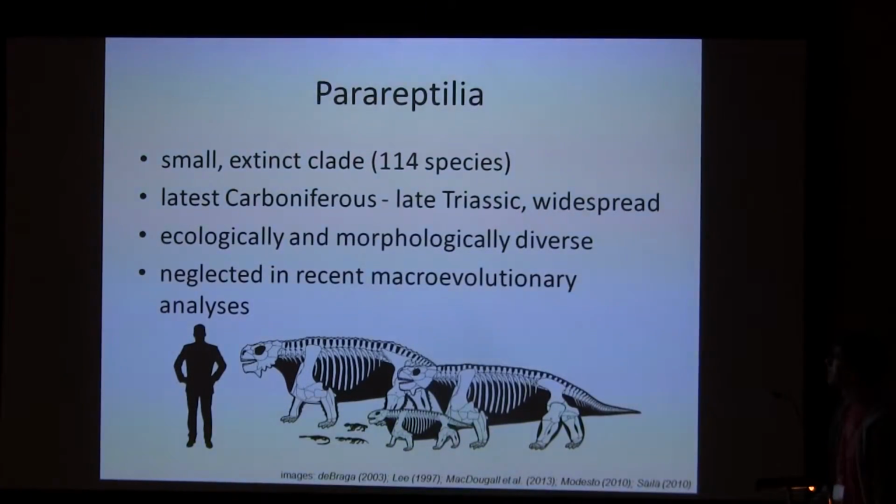Yeah, so what are parareptiles? They are small extinct clades of early amniotes. They lived from the latest Carboniferous up to the late Triassic, were globally widespread, quite diverse in terms of ecology and morphology, also quite diverse in terms of body size. You have these small critters with a snout vent length of less than 15 centimeters, and also these large, bulky herbivores, the pareiasaurs, which were up to 3 meters long. So quite an interesting group, I would say, but despite its properties, they have been largely neglected in recent macroevolutionary analyses. So I think this is even more of an incentive to have a closer look at this clade.